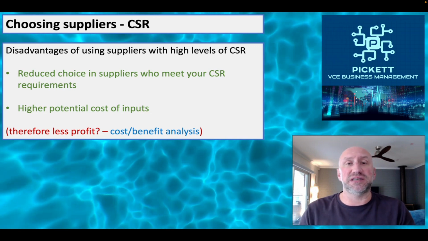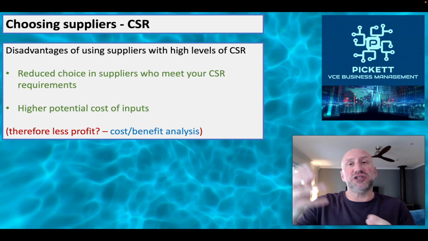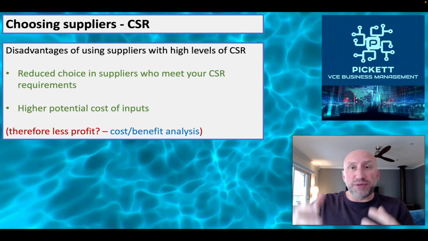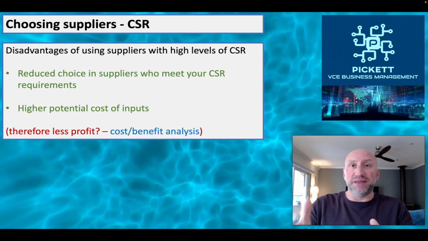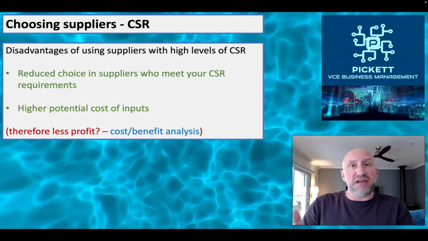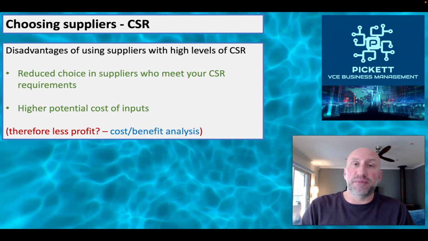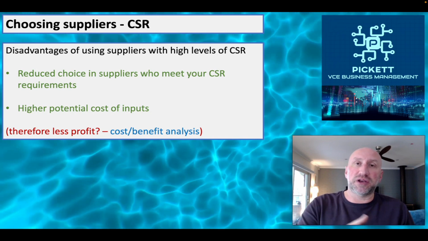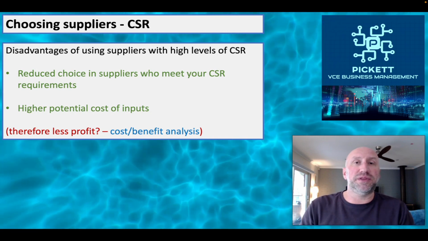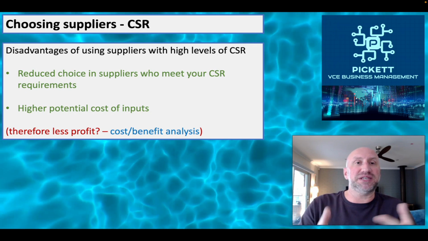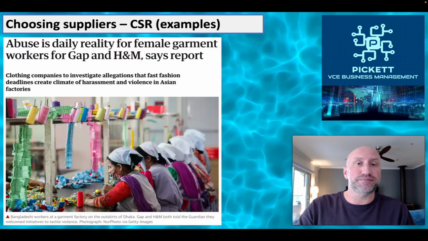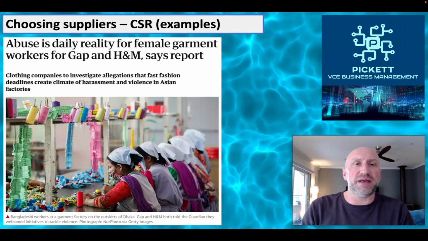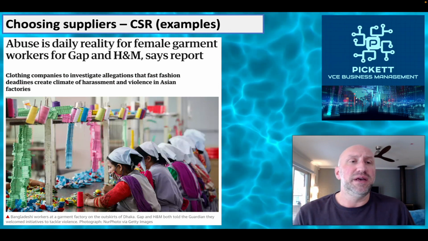Cost benefit analysis: you look at a situation, you look at how much it's going to cost you, and then you work out the potential gains or benefits from making that decision. And if the costs outweigh the benefits, then you might not make that decision. But if the benefits outweigh the costs, then you'd go ahead with that decision, choosing that particular supplier, for example. Now, I'll just give you a couple of examples here just to put some of this again into context.